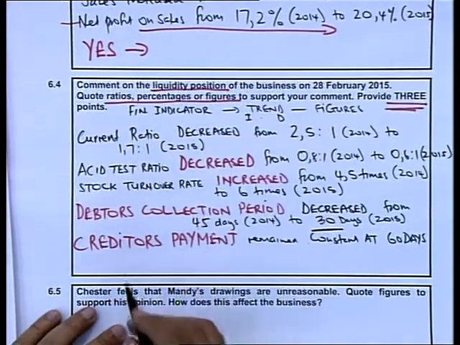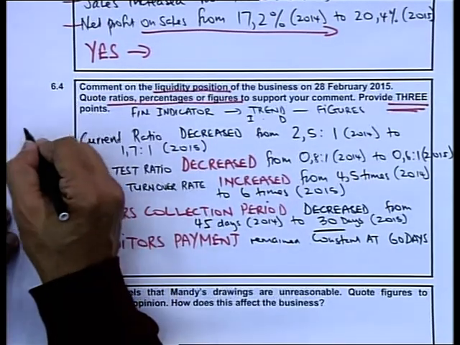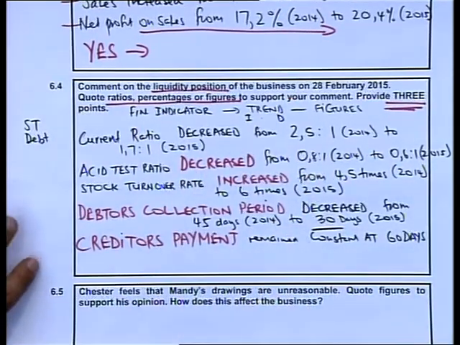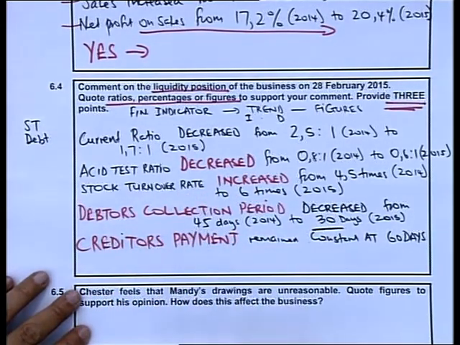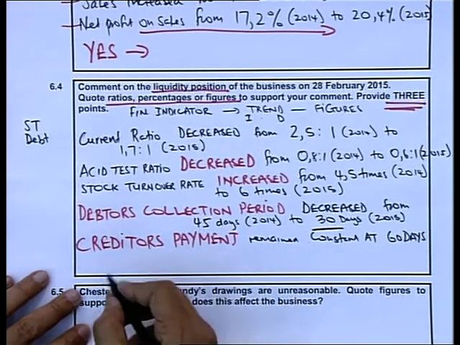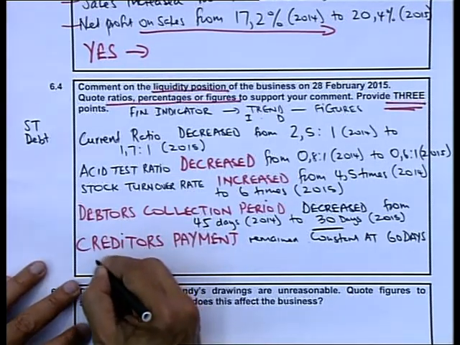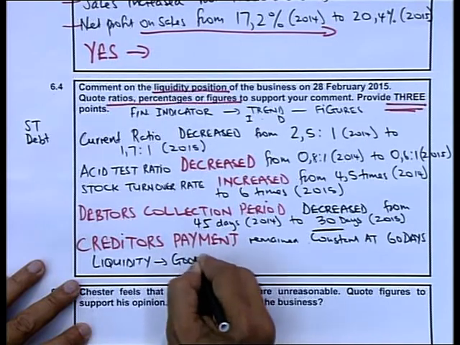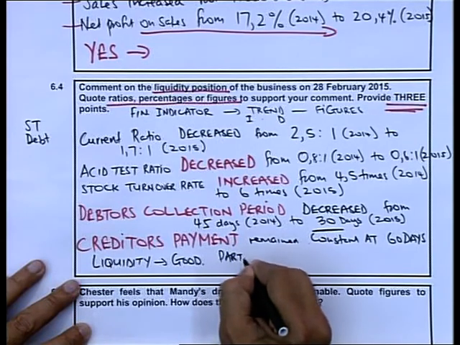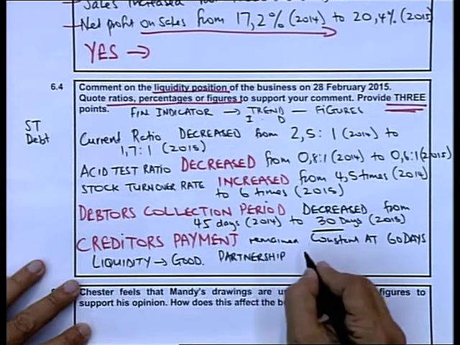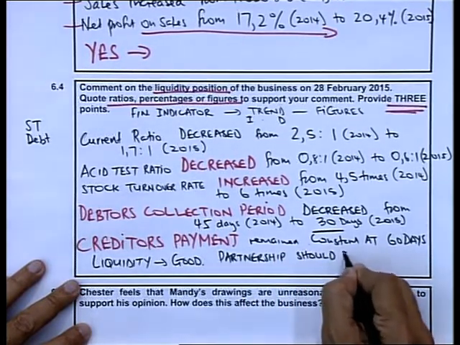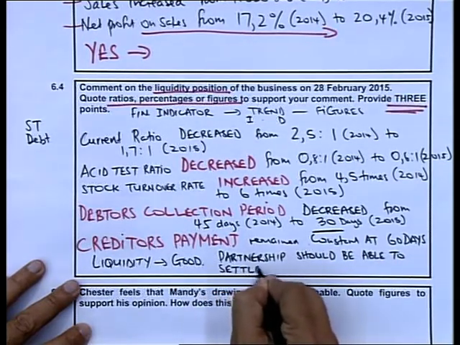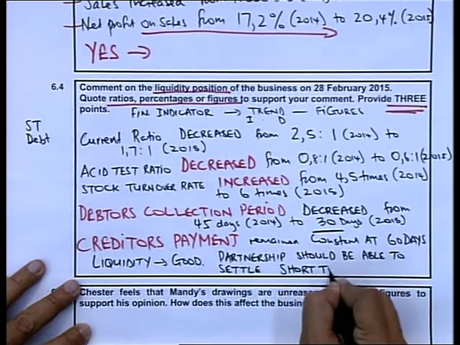Comment on the liquidity, like I said earlier, the word liquidity has to do with short-term debt. Will the business be able to settle the short-term debt? Everything looks favorable. The debtors are paying earlier. The stock turnover rate is increasing. The creditors are getting paid after 60 days. This business will be able to settle the short-term debt. There are no liquidity problems. That is good. The partnership should be able to settle short-term debt. Just remember, short-term debt.